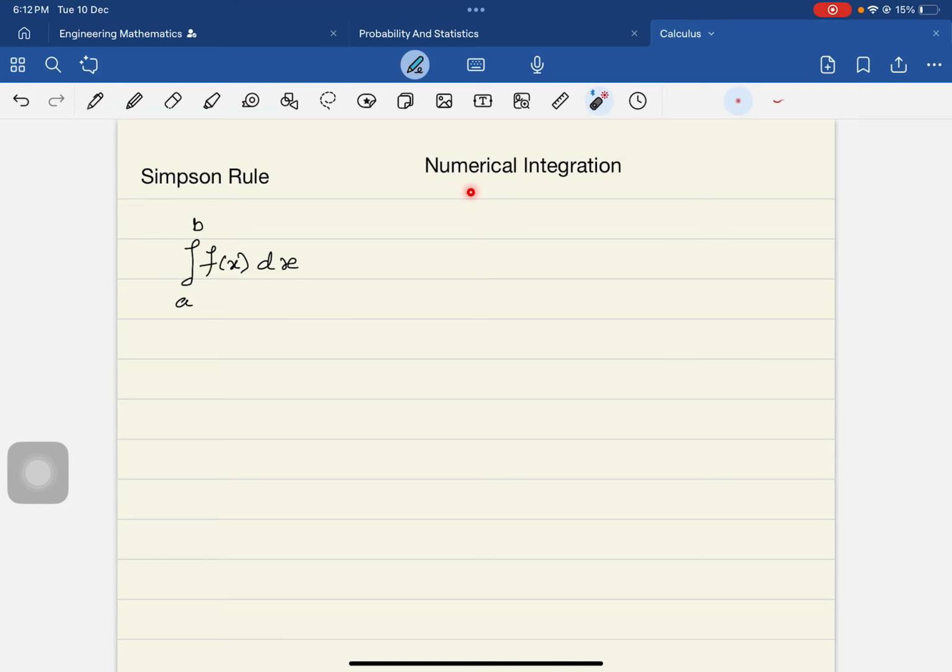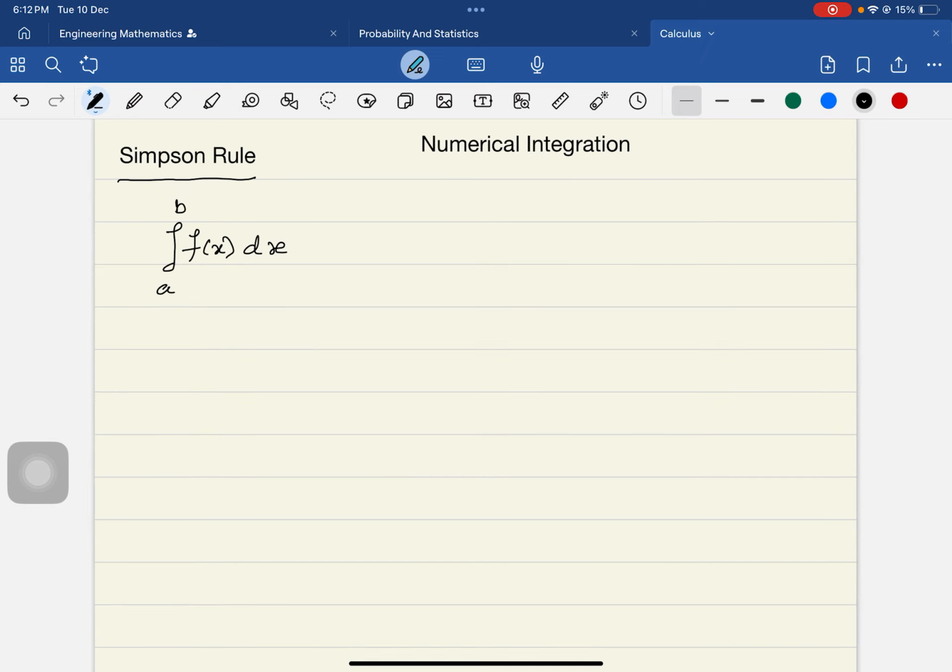In today's lecture, I am going to explain numerical integration. In the previous lecture, I did the trapezoidal rule to approximate the integral of the function within the limits by dividing the curve into some number of equal parts. Now, in today's lecture, let us do Simpson's rule. Simpson's rule also finds the approximate value of the integral.